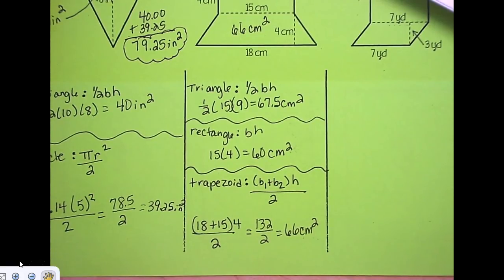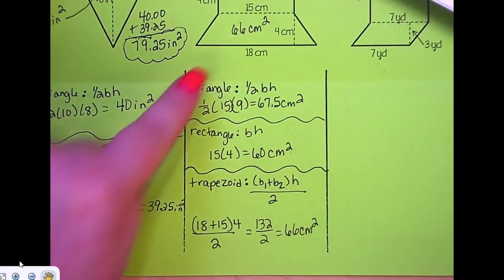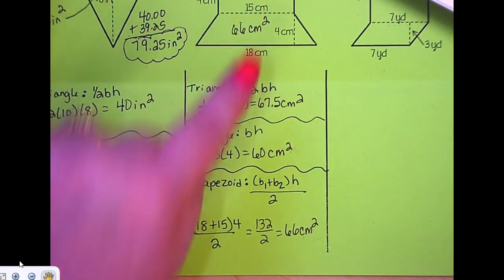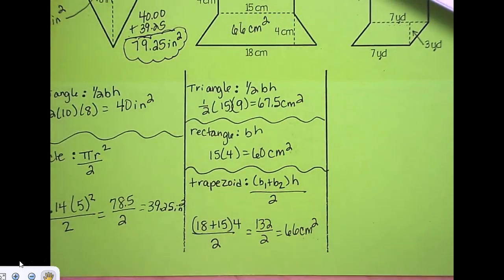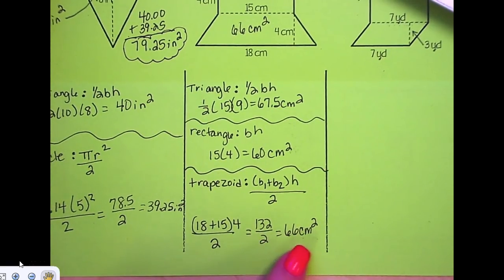Anybody have questions about where I got the numbers for base 1 and base 2? Base 1, base 2. So the bottom and the top. Times the height. Hit equals. You get 132, and then we're going to split it in half, and we get 66.